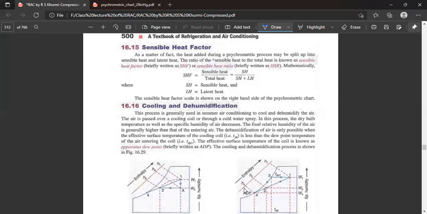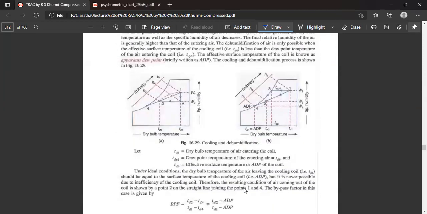The final relative humidity of the air is generally higher than that of the entering air. Dehumidification is also possible when the effective surface temperature of the cooling coil is less than the dew point temperature of the air passing through the coil. The effective surface temperature of the coil is the apparatus dew point, ADP, and the cooling and dehumidification is shown in the figure.